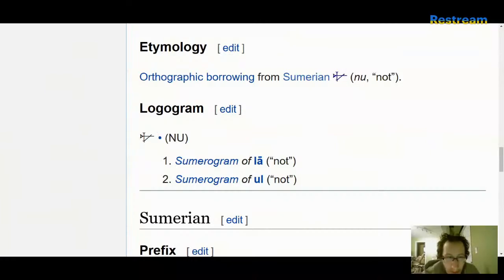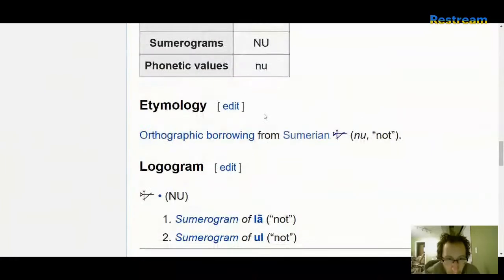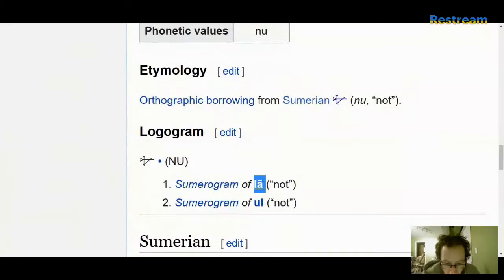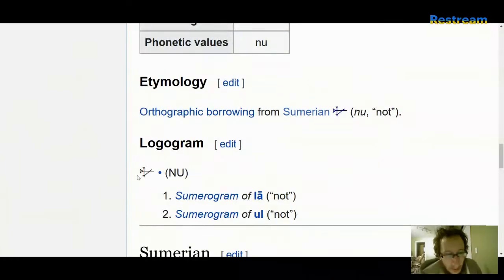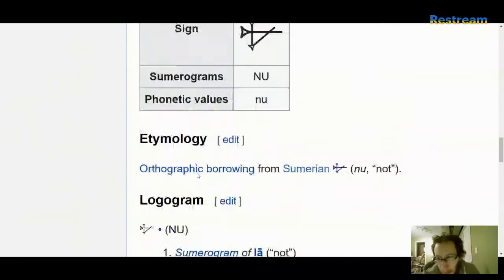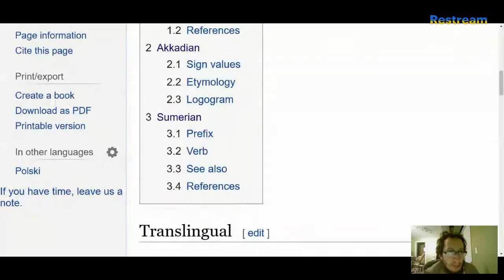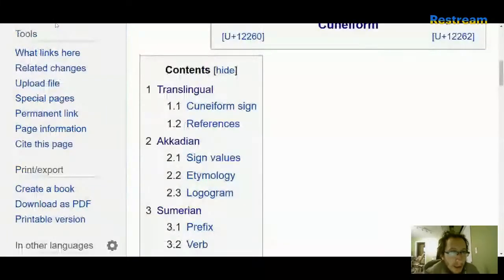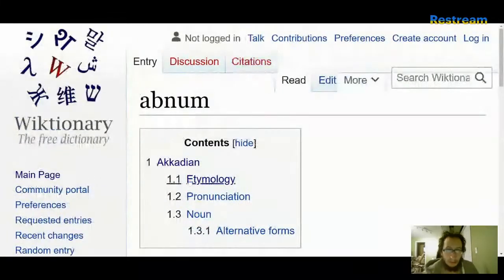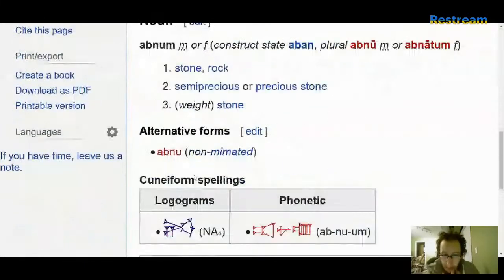So this Sumerian word nu can be pronounced as nu in Akkadian, but it can also be pronounced as la and as ul. And the meaning, when it's pronounced as la or ul, is not. But if it's used as the sound nu, then it just means the sound nu in the Akkadian word. So with that said, those are the two ways of spelling eben in Akkadian. Quite a different way of spelling it.